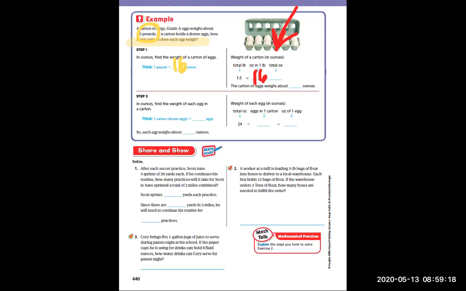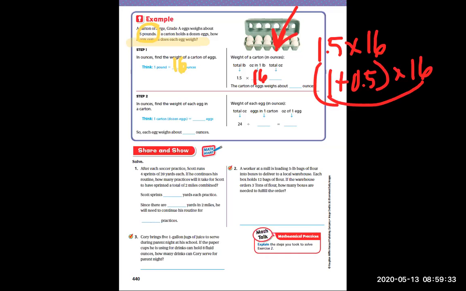So to get the total weight, we could use the distributive property here. 1.5 times 16 would be thinking about 1.5 as 1 plus 5/10 times 16. So we could do 1 times 16 is 16, and then 1/2 times 16 would be 8, because 8 is half of 16, and that would give us a total of 24 ounces.